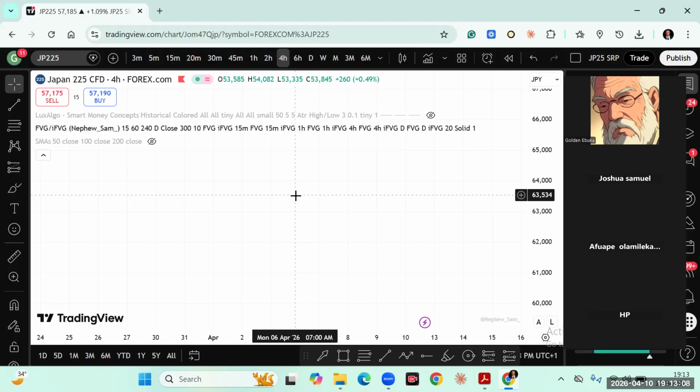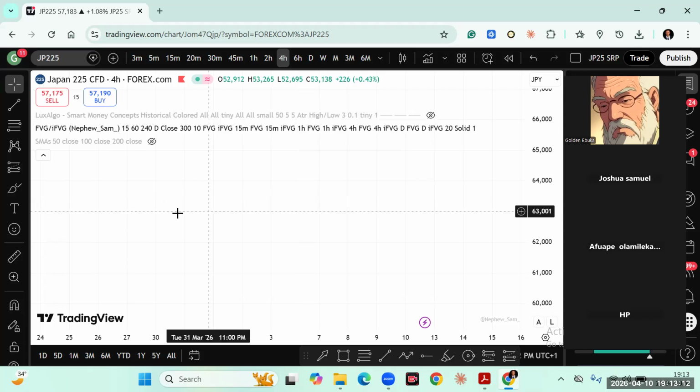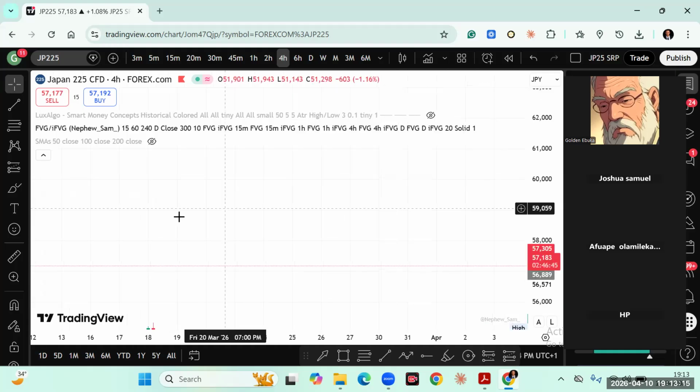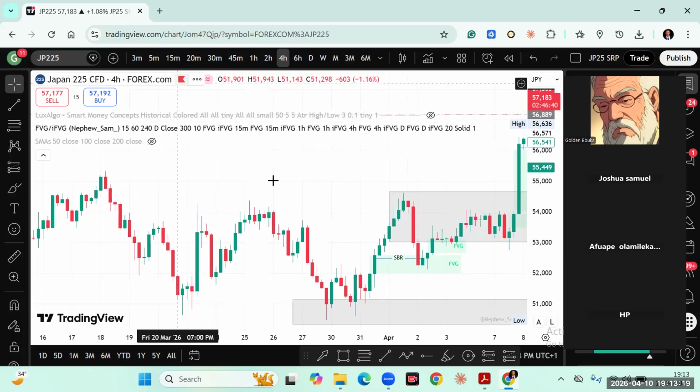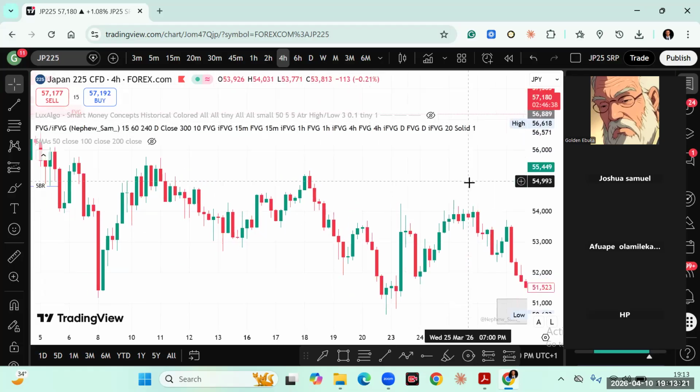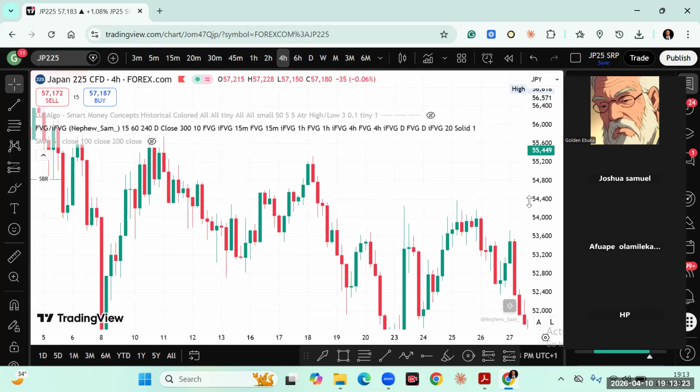A valid POI is not a zone you choose. It is the zone the market created. All right. A valid POI is the zone the market created, not the zone that you chose. That's a valid POI.